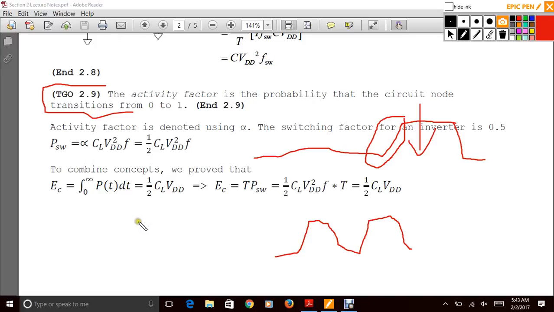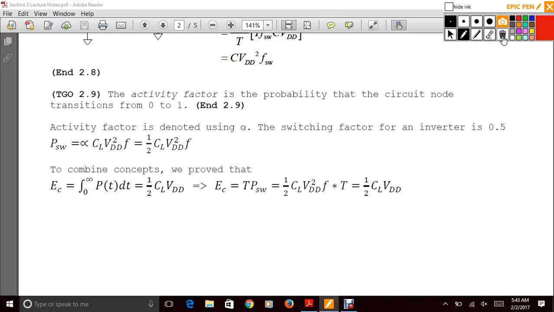And then, based on that, we can use this activity factor to determine the switching power. So since for an inverter the probability is 0.5, this becomes 1/2 CL VDD squared times frequency. So for an AND gate, it's 1/4. See what I'm saying? So that's one way of reducing power consumption, is figuring out how to produce your logic with the minimum number of switches.